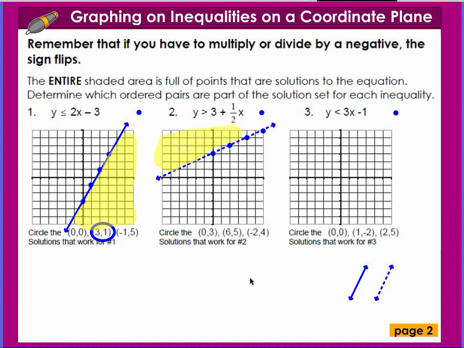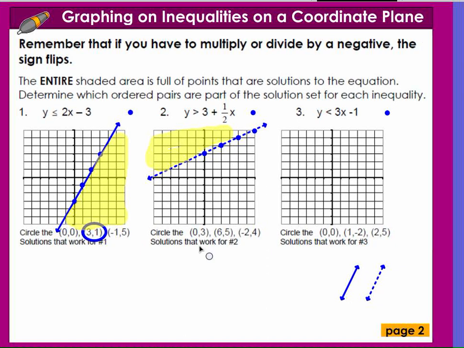So let's see what they give us. Here they have (0, 3). That's on the line, but it's a broken line, so not a solution. They try and get you like that. Then I'll look at (6, 5). (6, 5) is not in the shaded area. But when I go over -2 and I go up 1, 2, 3, 4, that is right in that yellow area. And so there we have it.